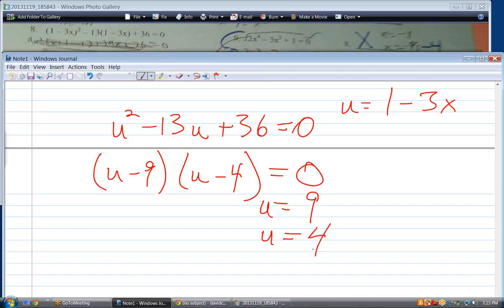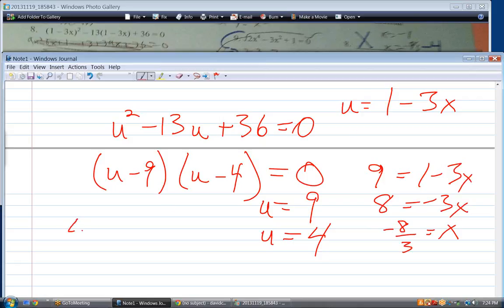And now how do I solve for x? You have to plug it back into the 1 minus 3x equation. So 1 minus 3x equals 9. Move the 1 over, and you get negative 3x equals 8. And then x equals negative 8/3. Okay. And then just do the same thing for the other one. So 3 equals negative 3x, x equals negative 1.